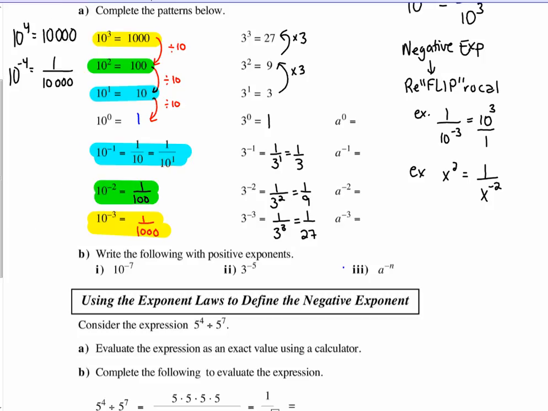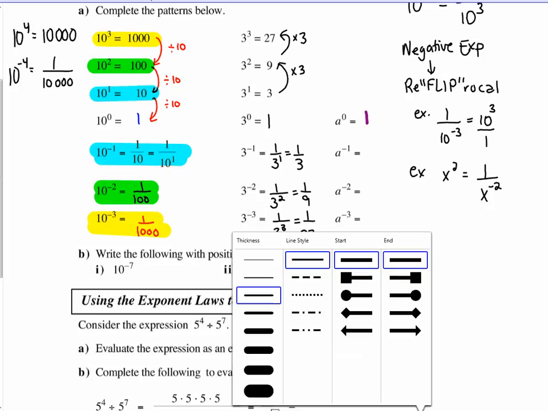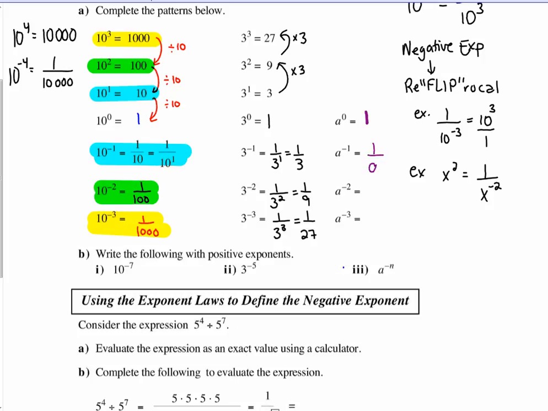Okay, so a to the power of 0. Anything to the power of 0 is 1. A to the power of negative 1. Right now, where is that, numerator or denominator, technically? Numerator, right? If we don't see a fraction, it's on the numerator. So if I move the a to the denominator, the exponent would be positive. 1 over a.